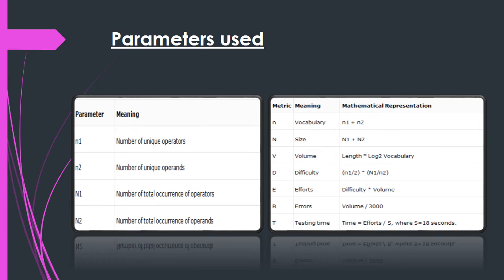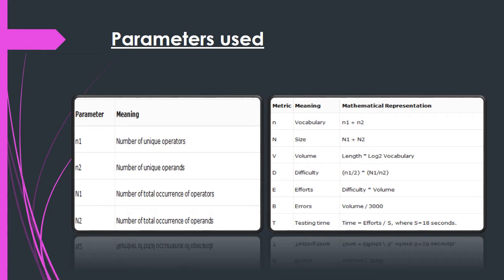In the second table you can see that the vocabulary, size, and volume each have a particular formula, and these formulas are used to calculate the program length, program volume, the effort, and the testing time. All these things we can calculate with the help of these formulas only.